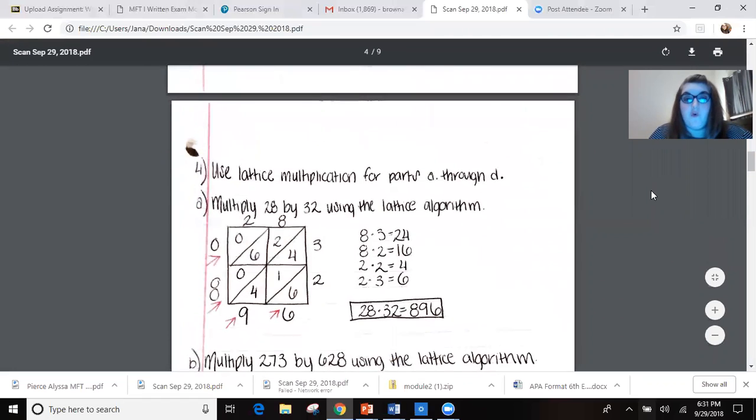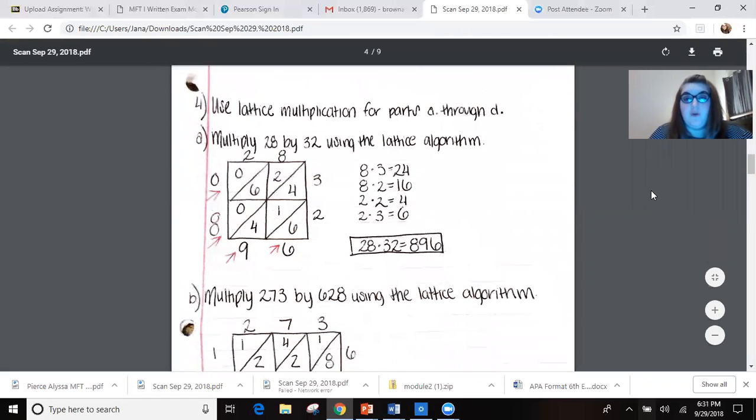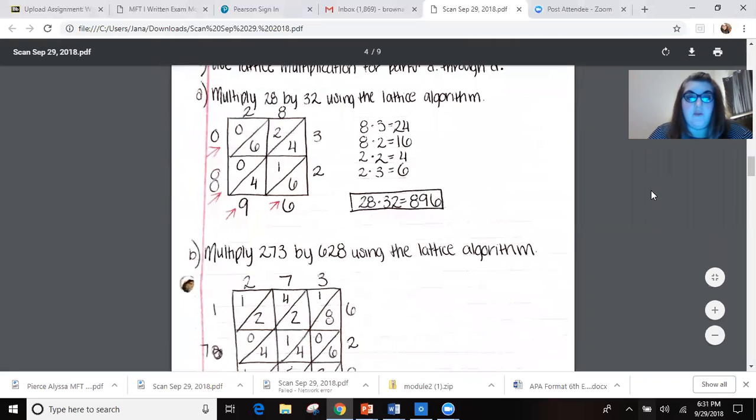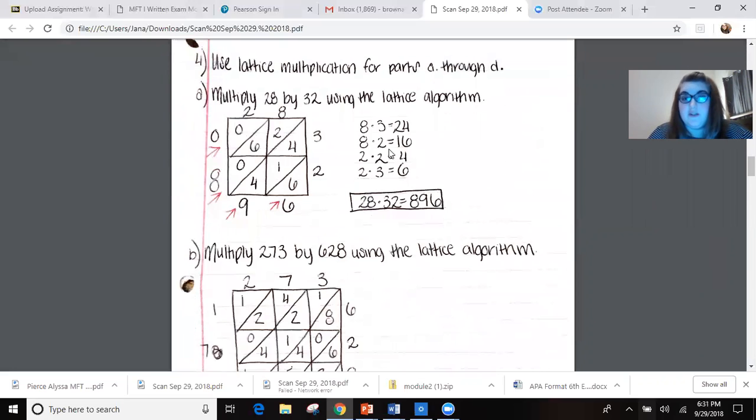Okay, so for 4, we're going to use lattice multiplication for parts A through D. So for A, we have to multiply 28 by 32 using the lattice algorithm. So here I've drawn a set of boxes, and then within the boxes, it looks like triangles. This kind of looks like the way you'd cut a sandwich almost. So we have 28 written right here, multiplied by 32.